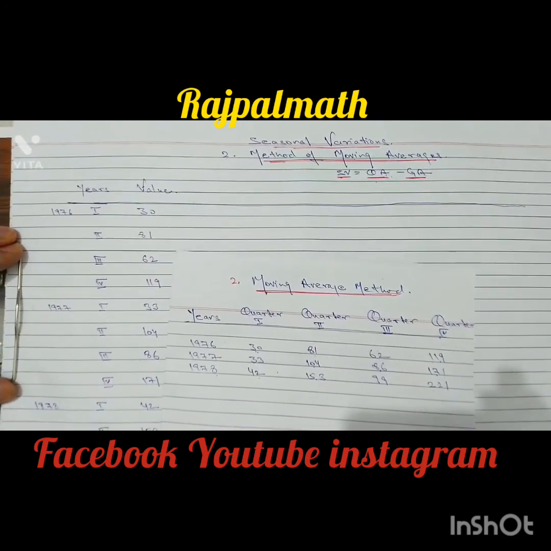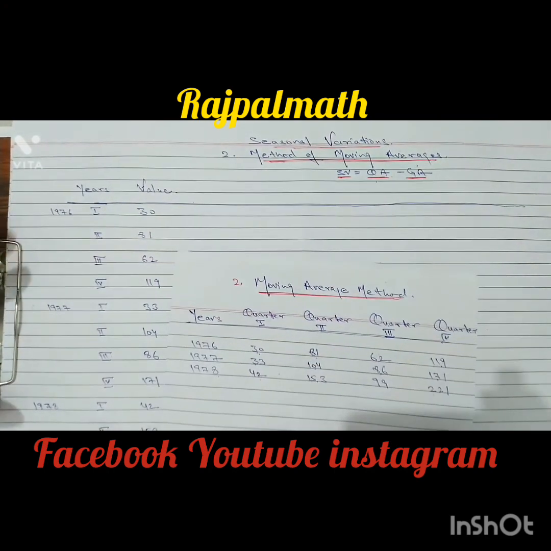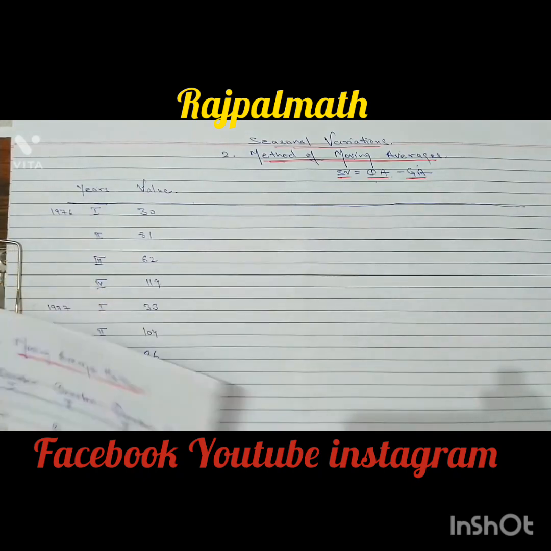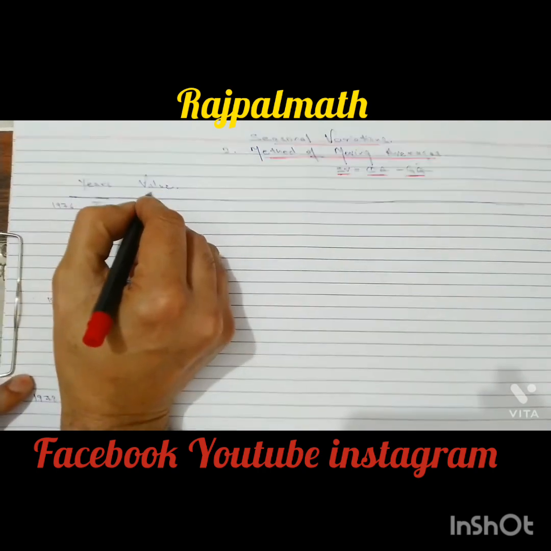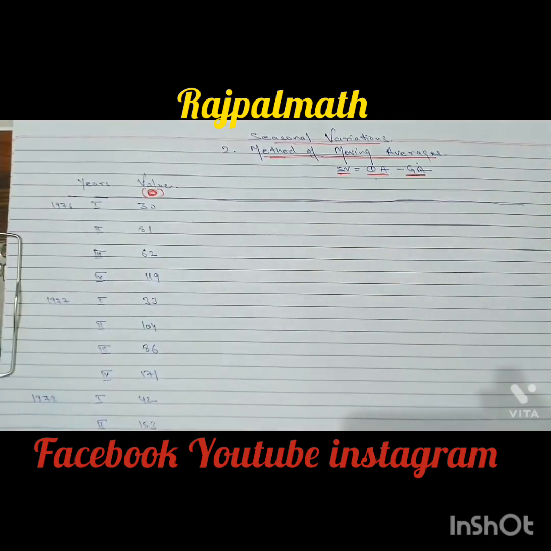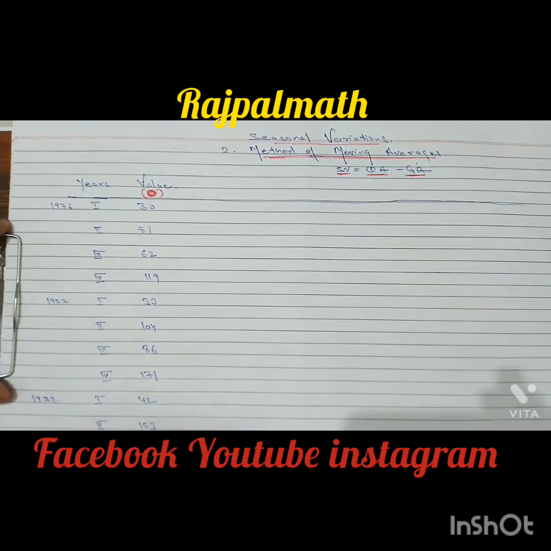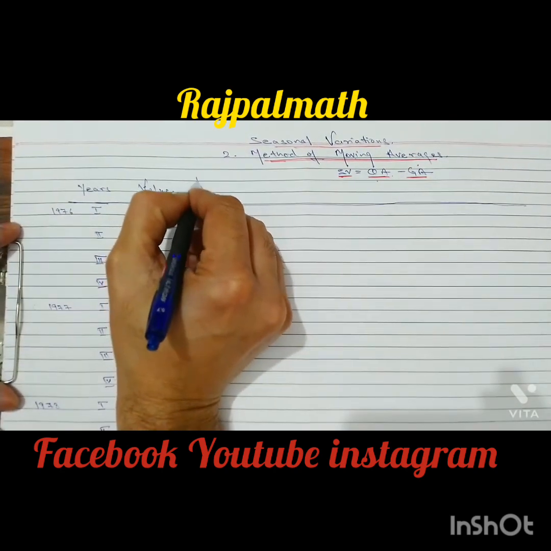So this is a method of moving average. First we have to find moving totals. For the first step, the given values are O. Now the next step is to find the 4 quarterly total.